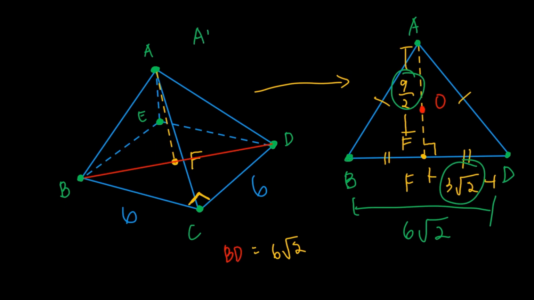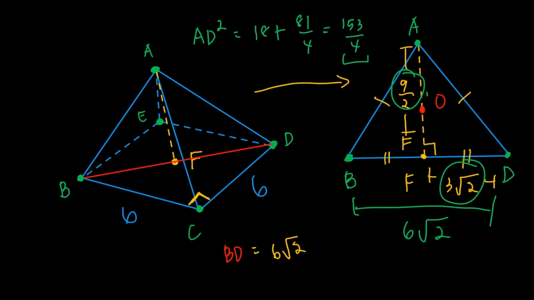So AD squared is going to be equal to 18. So 3 square root of 2 squared, that's 18. Plus 9 halves squared, that's going to be 81 over 4. Combining this in one fraction, we're going to have 72 plus 81, so 153 over 4. That's going to be AD squared.